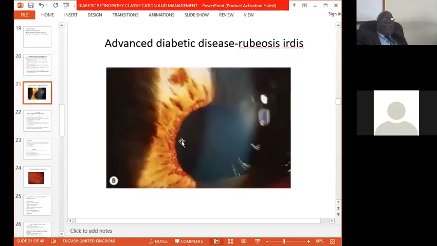This is the NVI, new vessels on the iris. You can see this is the iris, the small red vessels growing there. NVI, new vessels on the iris.